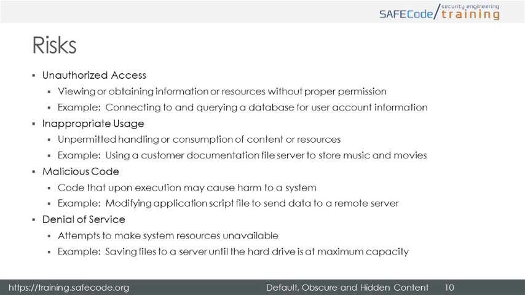Malicious code. Malicious code is any code that, upon execution, may cause harm to a system. For example, an application script file could be modified to embed malicious code to send data to a remote server. Denial of service. This is the risk that system resources may be made unavailable. Saving files to a server until the hard drive is full is an example of a denial of service attack.